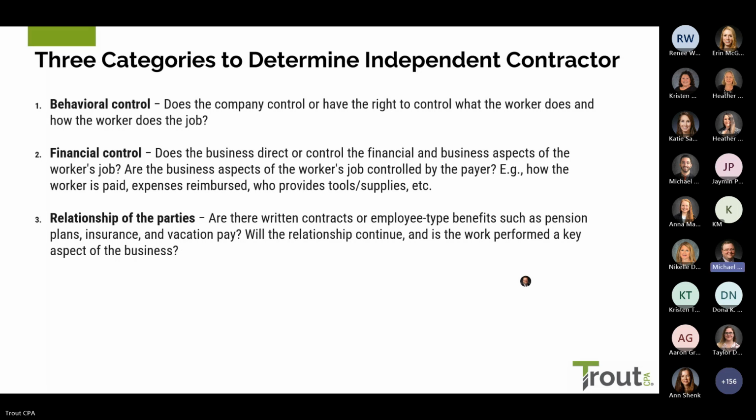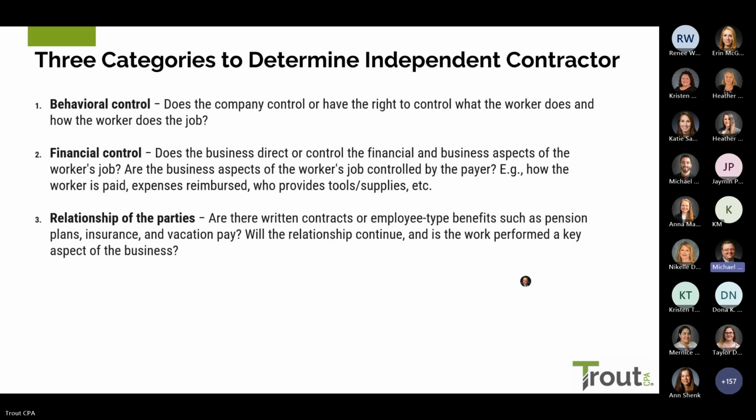The first category is behavioral control. Does the business have the right to control what the worker does and how the worker does the job? The more control the company has, the more likely it's an employee-employer relationship.